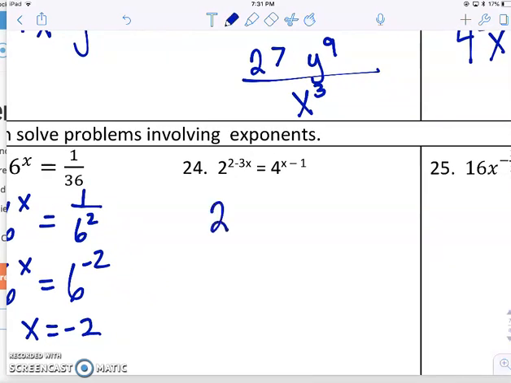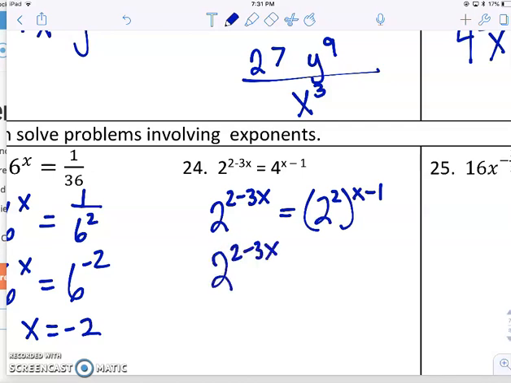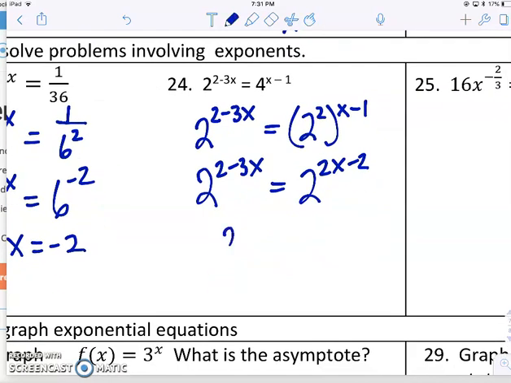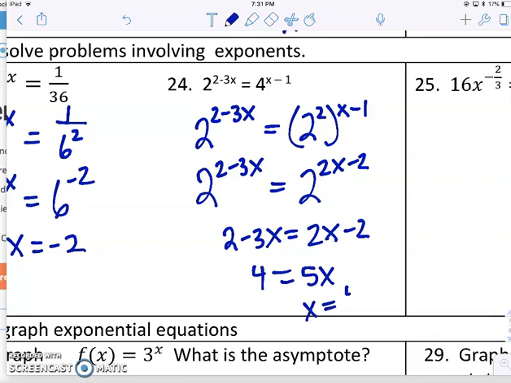24, base is the same. 2 to the 2 minus 3x. 2 squared to the x minus 1. So 2 to the 2 minus 3x. 2 to the 2x minus 2. Bases are the same. So 2 minus 3x equals 2x minus 2. And solving this, 5x equals 4. So x is 4/5.